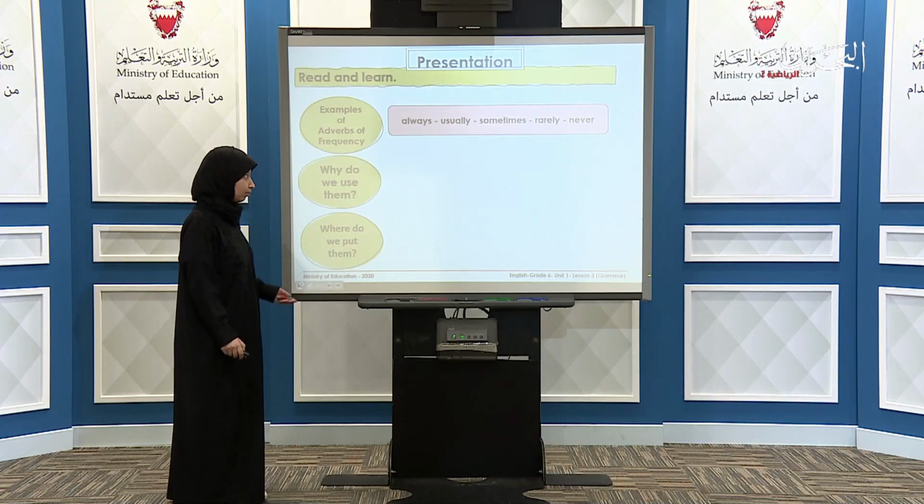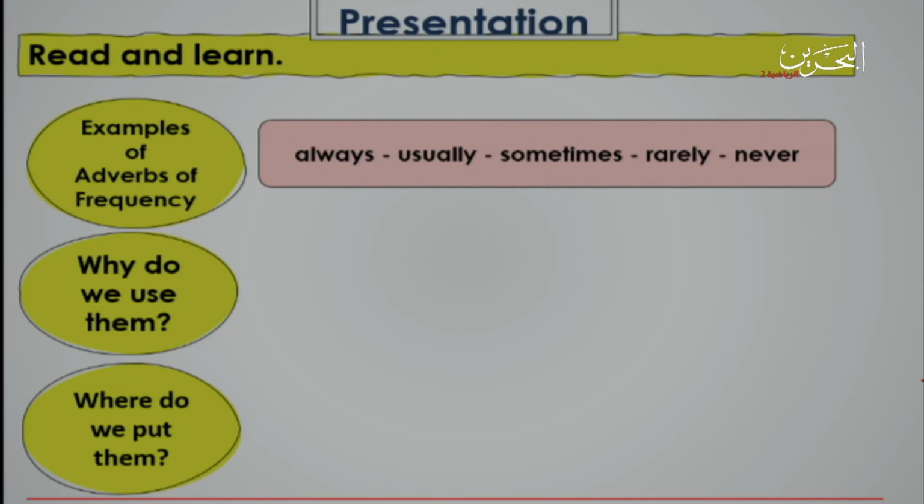Here we have got some words like always, usually, sometimes, rarely, and never. Have you ever come across these words throughout your learning English journey? If yes, what do you call these words? We call them adverbs of frequency. Why do we use them?